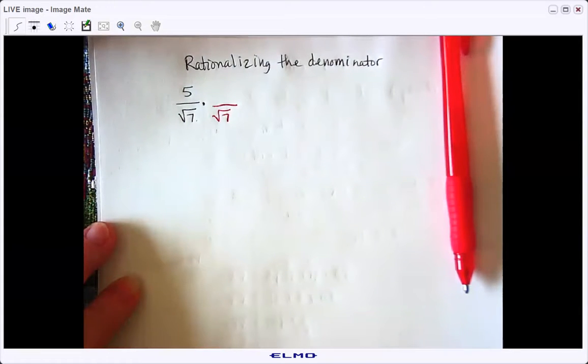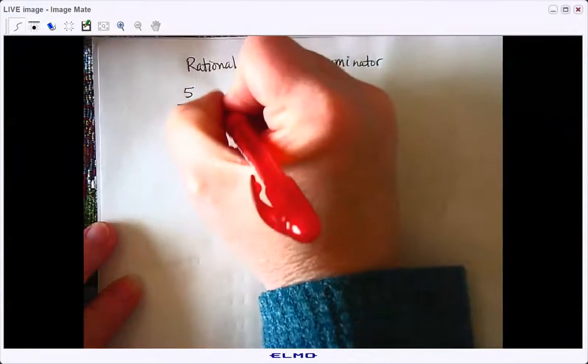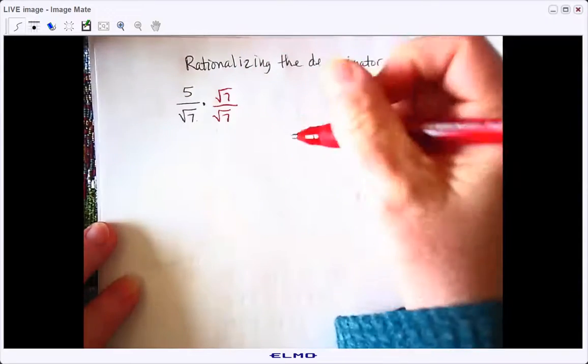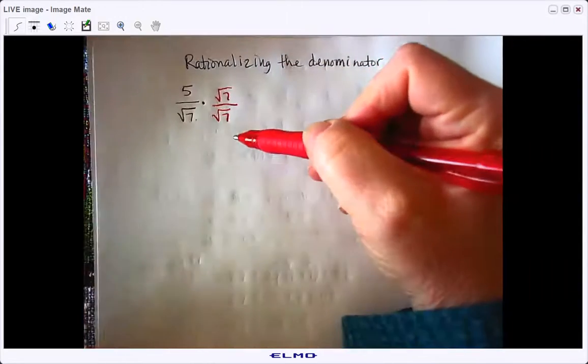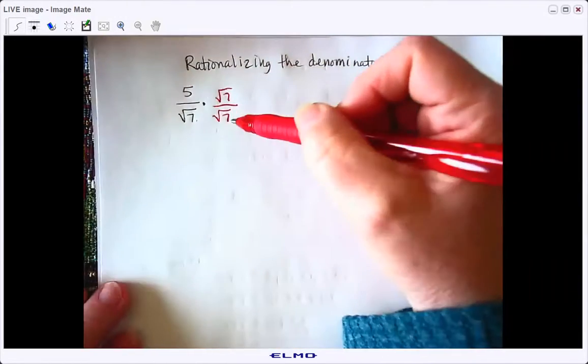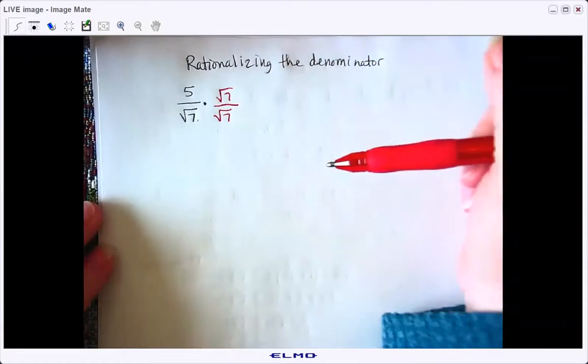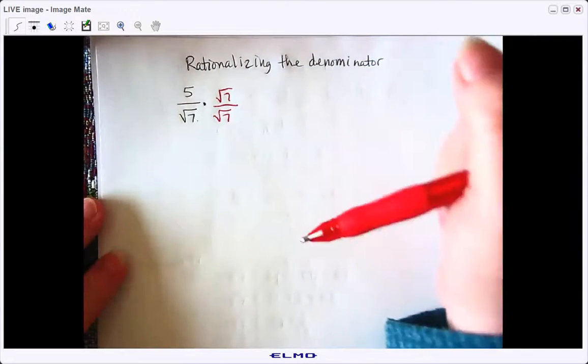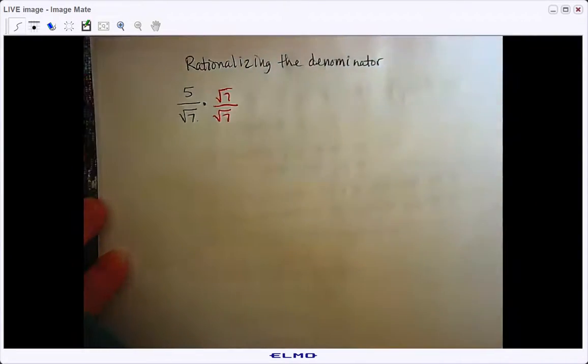Same thing to the top. Yep, same thing to the top. And the reason is because something over itself is a 1, and I can multiply anything by a 1 and not change its value. I can change how it looks, I just can't change its value.